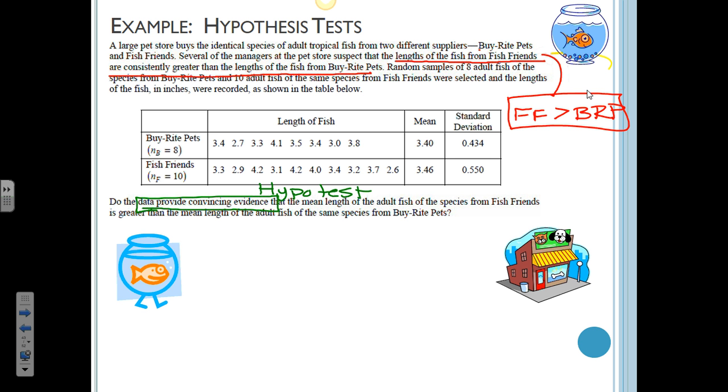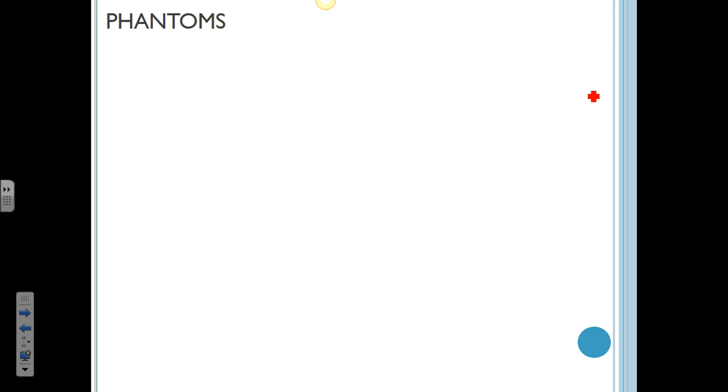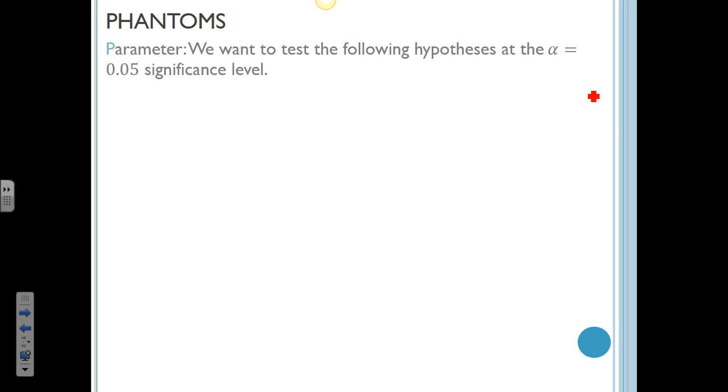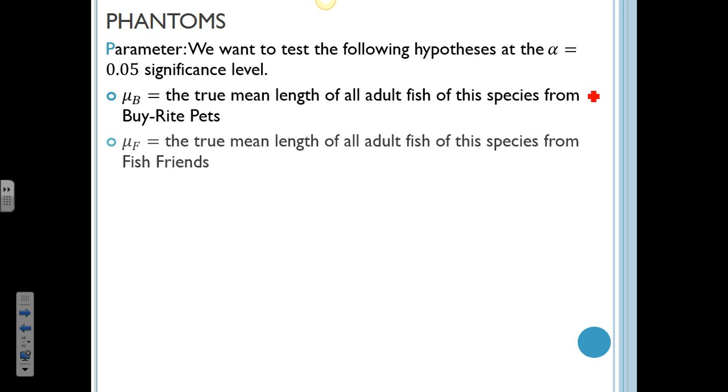All right, let's go through the PHANTOMS here. First thing we're going to do, parameter. We want to test the following hypotheses at the alpha equals 0.05 significance level. I put both parameters up here for you. Mu sub b is going to be the true mean length of all adult fish of this species from By-Right Pets, and mu sub f is going to be the true mean length of all adult fish of this species from Fish Friends.